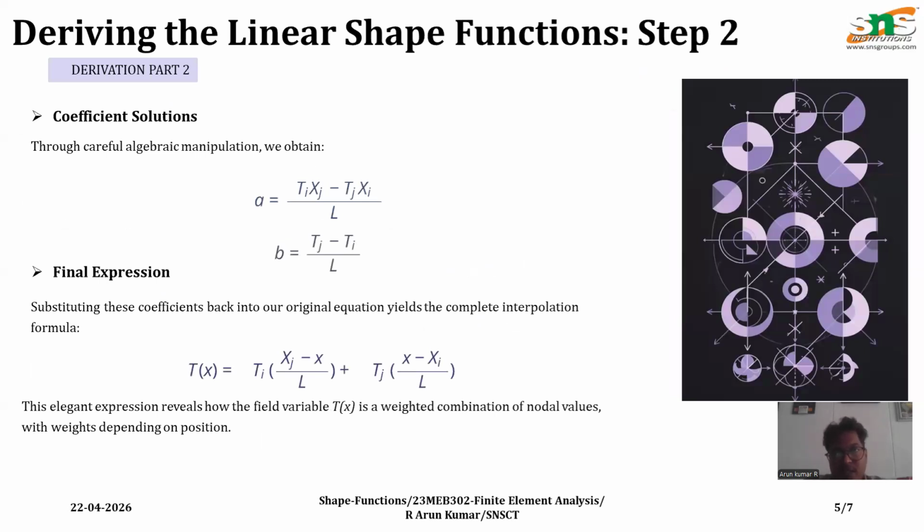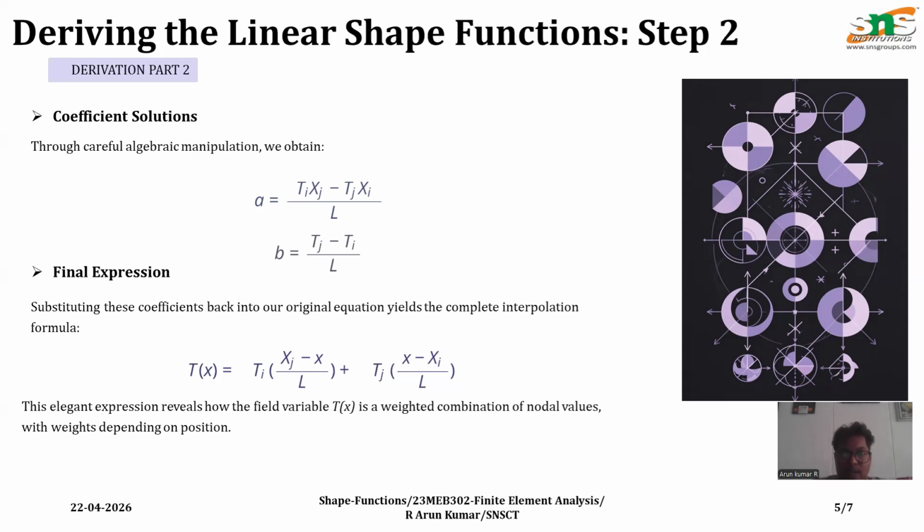So, deriving the element shape function is the next step. Here we want to find two main important results: one is the coefficient solutions, and the other is the final expressions. The coefficient solutions come through careful algebraic manipulation, where we obtain a equals (Ti xj minus Tj xi) by L, and b equals (Tj minus Ti) by L. The final expression comes from substituting these coefficients back into our original equation, which yields the complete interpolation formula.